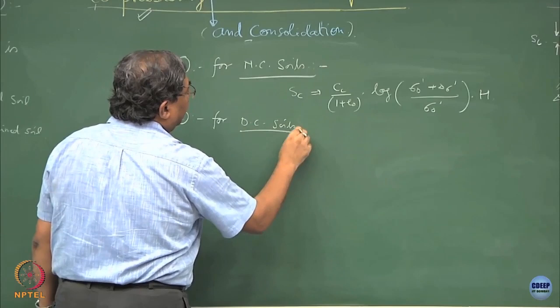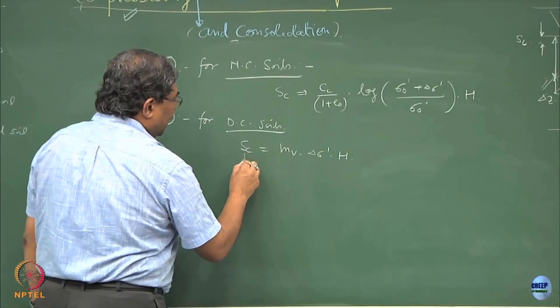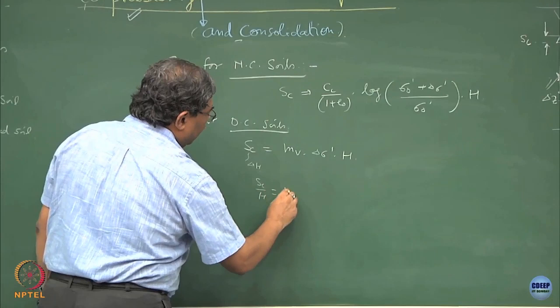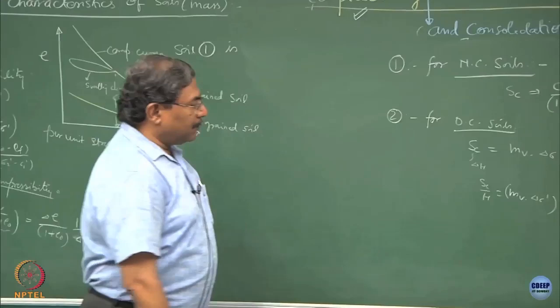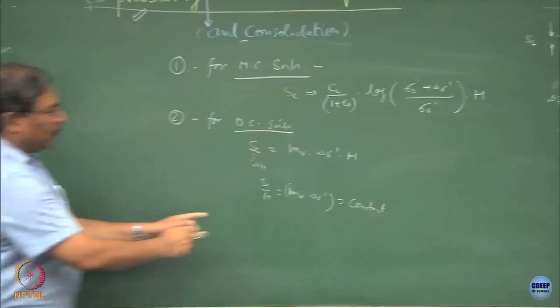So, here the consolidation settlement will be equal to mv delta sigma prime H, and this is what we were discussing, Sc is nothing but delta H. So, Sc upon H will be equal to mv into delta sigma prime. Now, this term remains constant. Clear? So, mv into delta sigma prime term remains constant, and this is the material property.